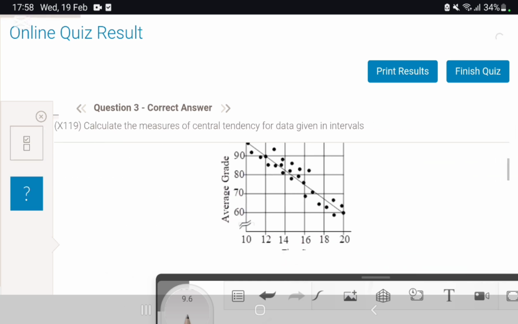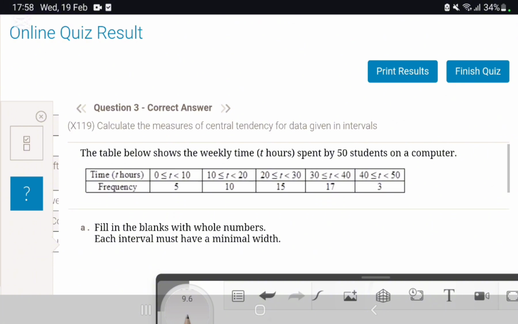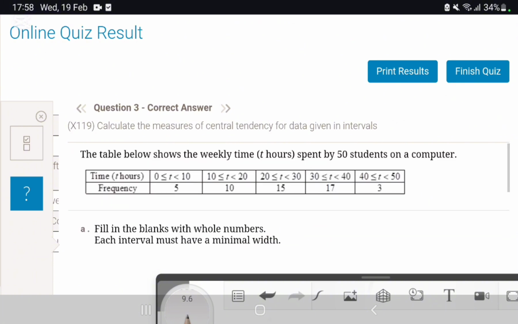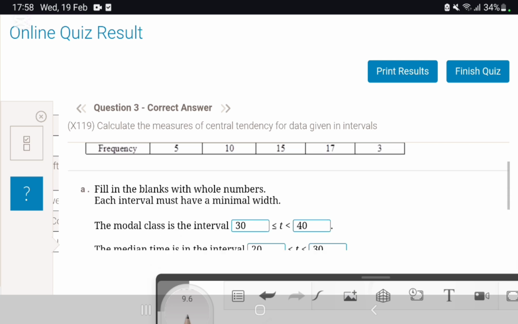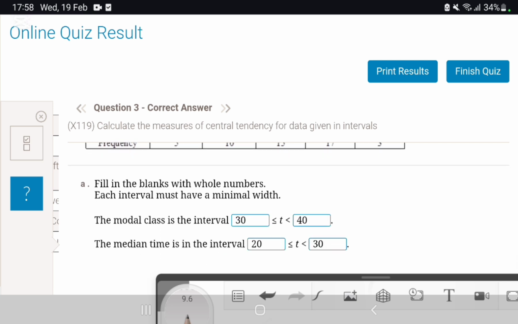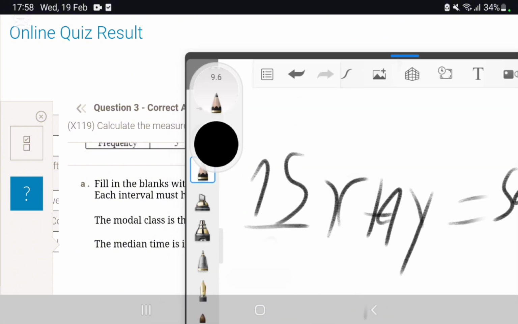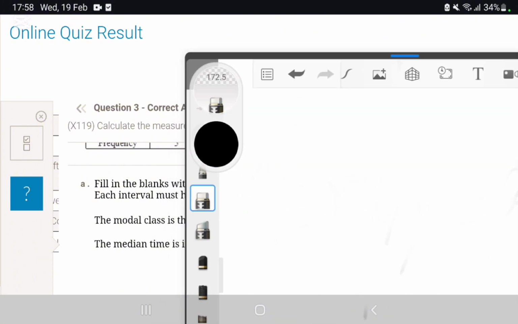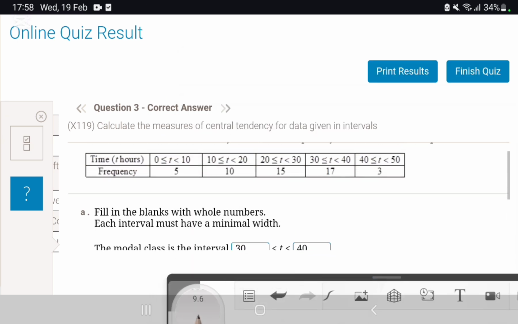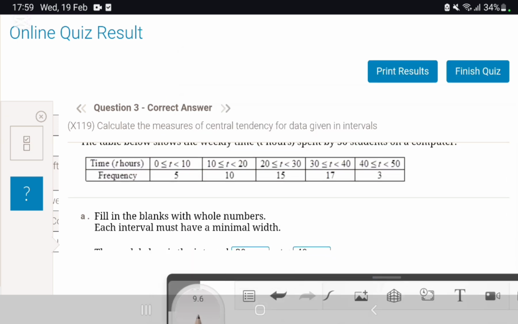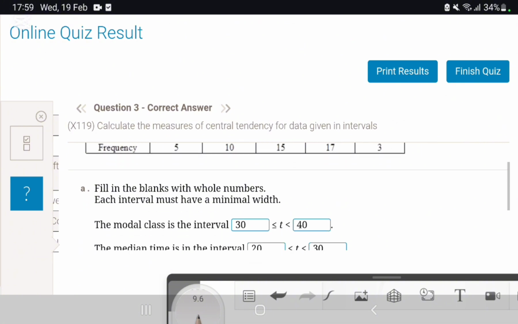Number 3. The table below shows the weekly time spent by 50 students on a computer. Fill in the blanks with the whole number. Okay. The modal class. To find the modal class itself is the class with the highest frequency, which in this case is between 30 and 40.